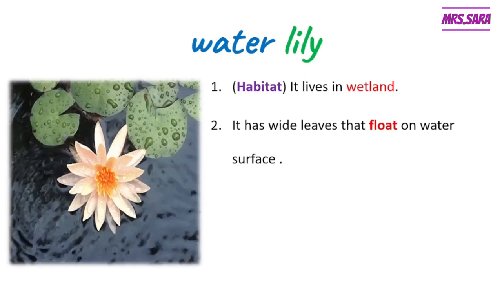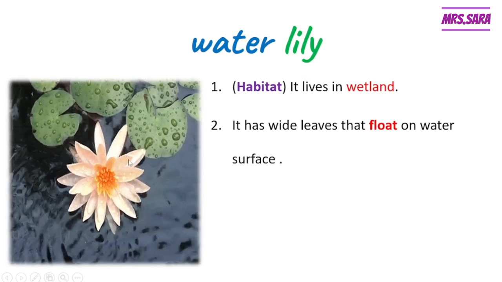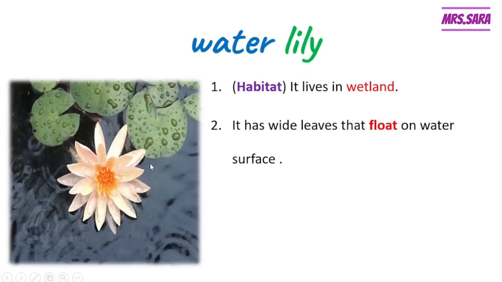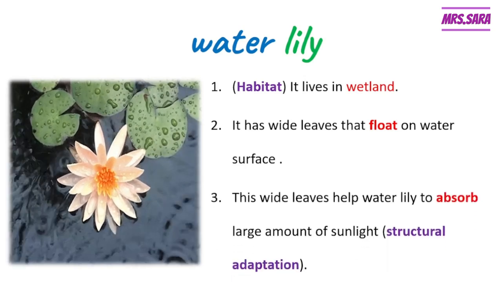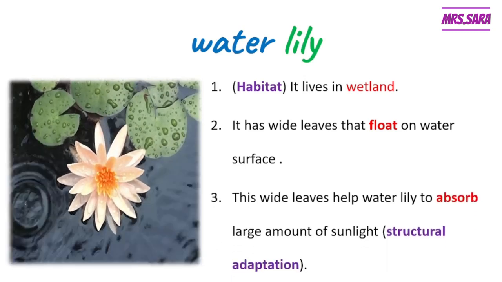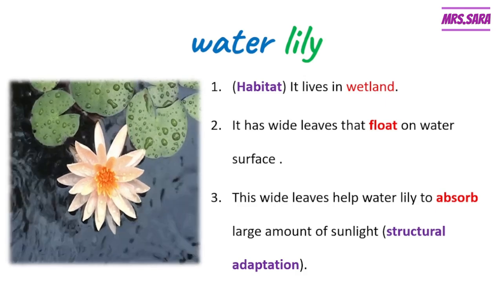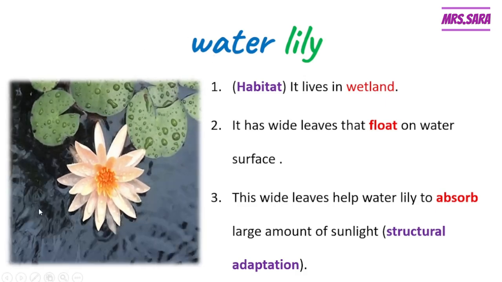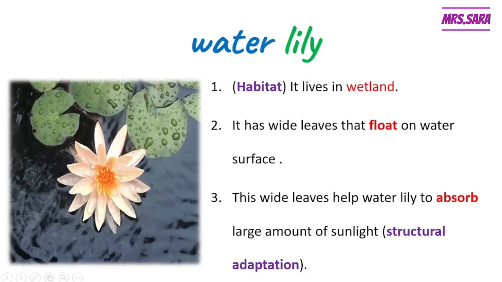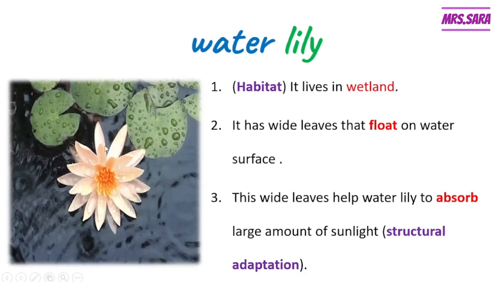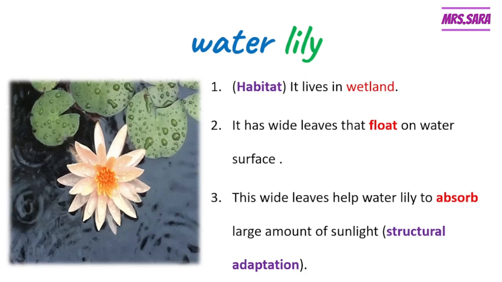As you can see here, the water lily has wide leaves. Can you see the wide leaves of the water lily? The water lily has wide leaves to float on the water surface. What else, Primary 4? These wide leaves help the water lily to absorb a large amount of sunlight. As you can see, it is on the surface of the water, right? So it helps the water lily float on the surface of the water and also to absorb or take a large amount of sunlight. This is the structural adaptation of the water lily.